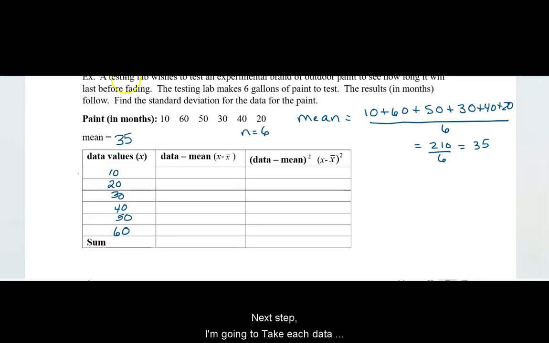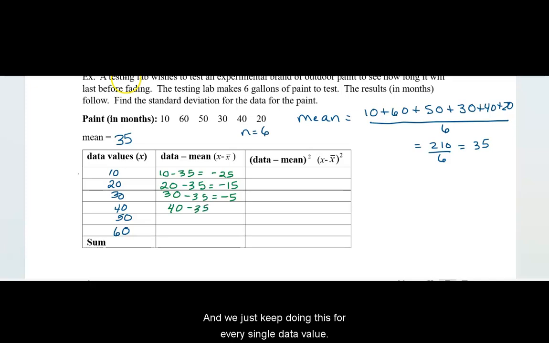Next step, I'm going to take each data value and minus the mean. Data minus the mean. So I subtract the mean from every data value. I take 10 minus the mean. That's negative 25. 20 minus the mean. Negative 15. 30 minus the mean. Negative 5. And we just keep doing this for every single data value. And then one more, and that's going to give us 25.